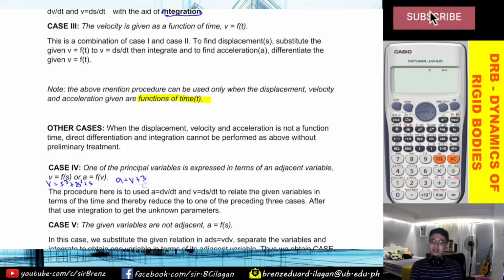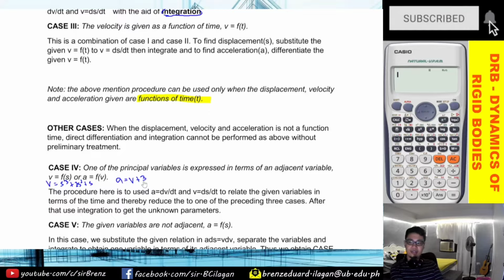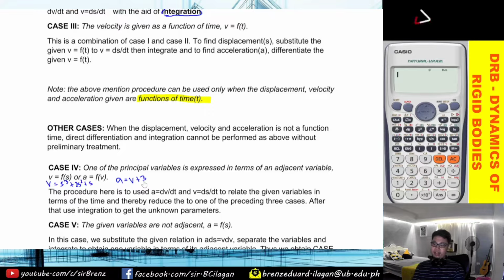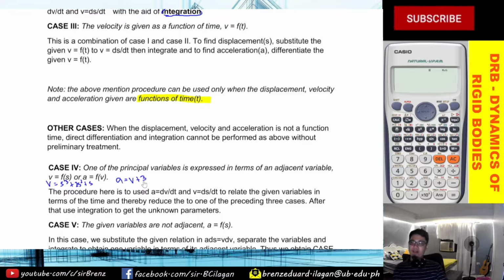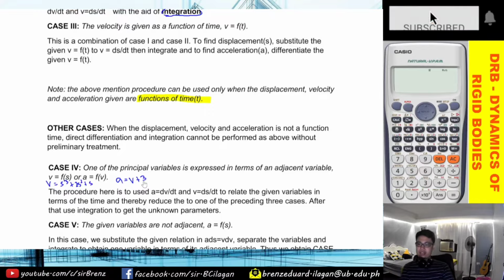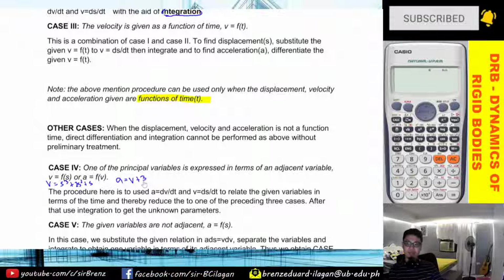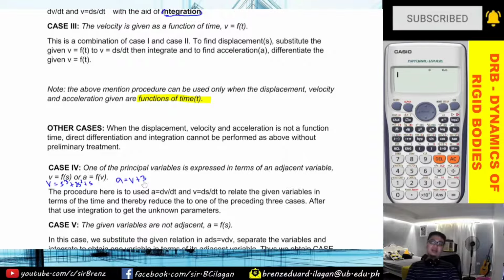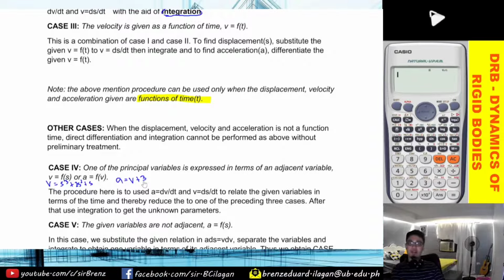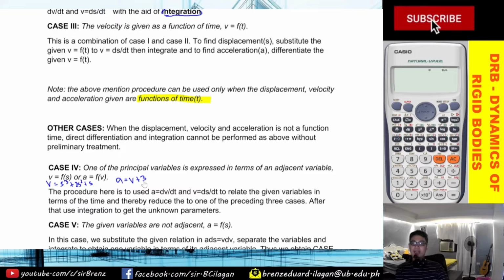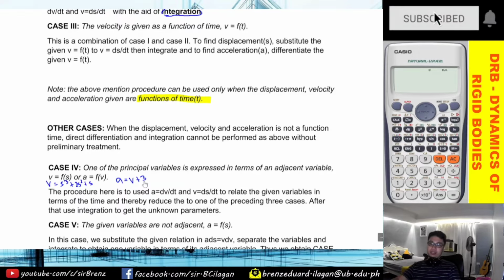So, the procedure here is to use a is equal to dv over dt and v is equal to ds over dt, to relate the given variables in terms of the time and thereby reduce to one of the preceding three cases. After that, use integration to get the unknown parameters. Okay, so ito naman mga case na to, especially itong mga other cases, mas maunawaan nyo naman yan kapag nagbigay tayo ng mga example. Okay?